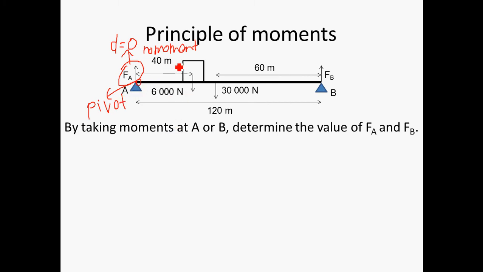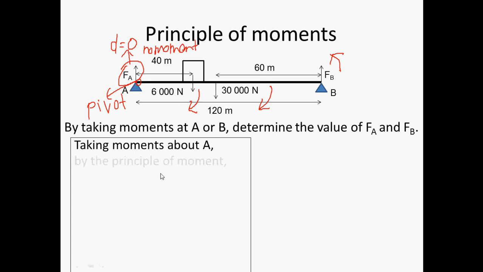So in actual fact, it's just simply the moment of FB, the moment of 30,000 Newton, which is the weight of the beam, and the moment of the 6,000 Newton. Only these three, because FA has no moment, that's why it's not included in the calculation.